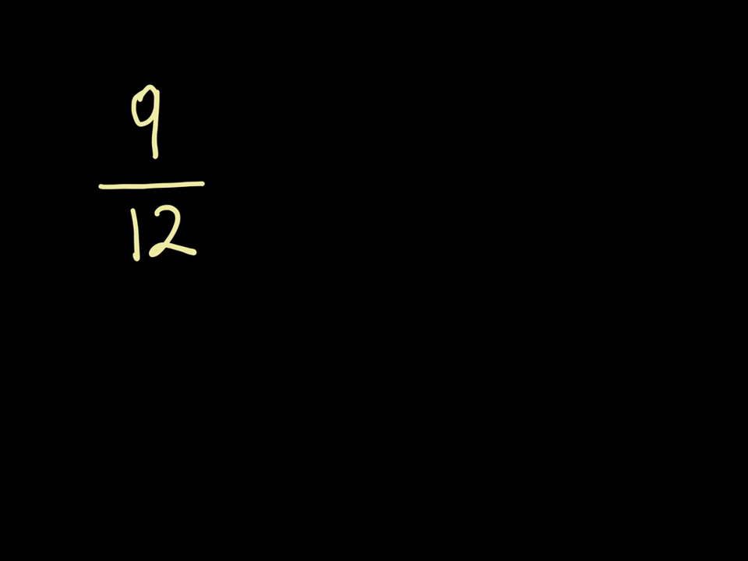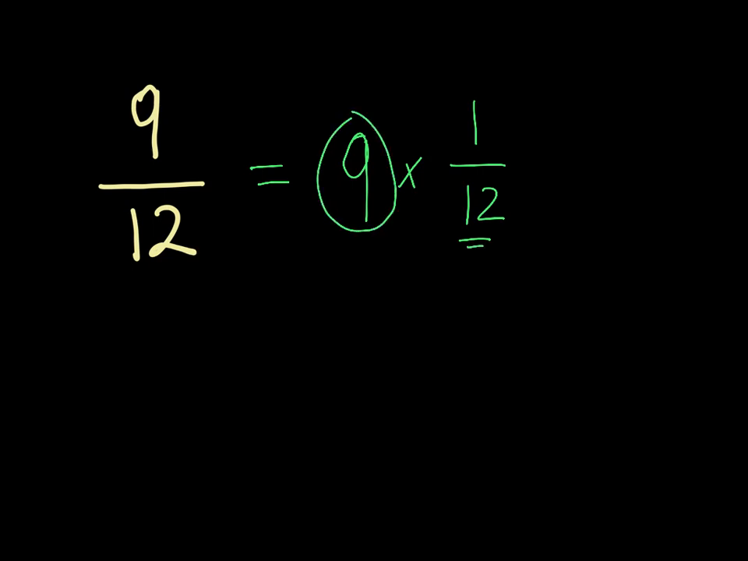All right, we have 9/12, and we want to represent this by using the unit fractions. So 9/12, we're going to do 9 times 1/12. That's that unit fraction. We multiply the 9 and the 1, and we get 9 in the numerator. And the denominator always stays the same, so it's 9/12.